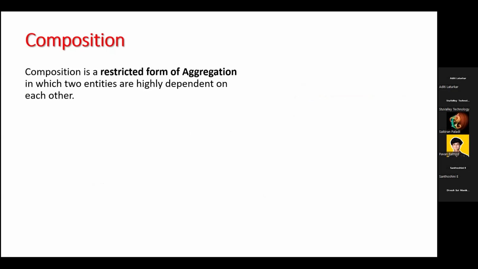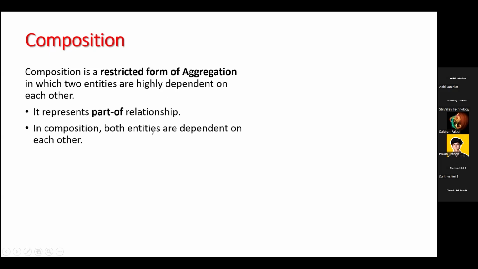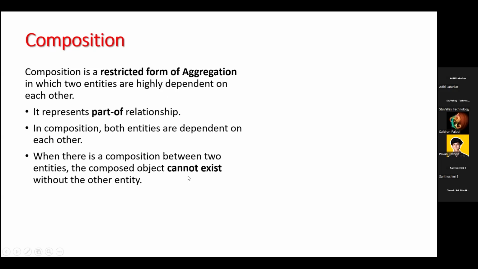The second one is composition. Composition is a restricted form of aggregation, as we have seen in the first diagram, where composition is a part of aggregation. It is a restricted form of aggregation in which two entities are highly dependent on each other. It is a part-of relationship, not known as a has-a relationship. In composition, both entities are dependent on each other. Where there is a composition between two entities, the composed object cannot exist without the other entity.